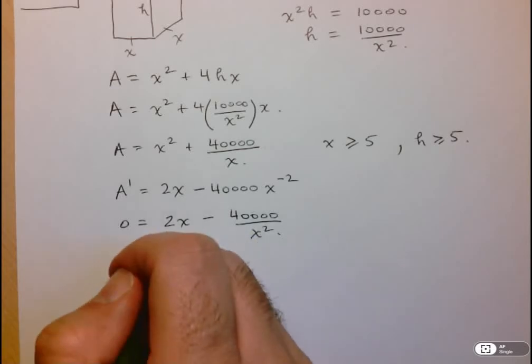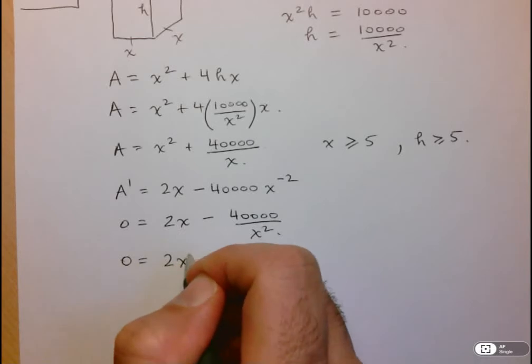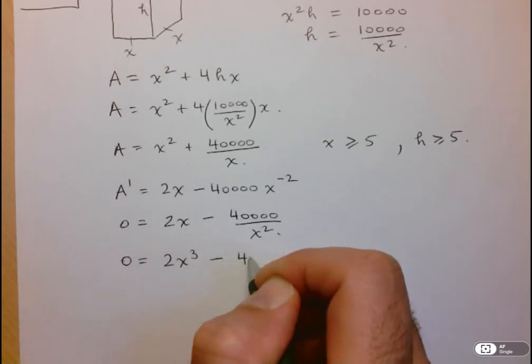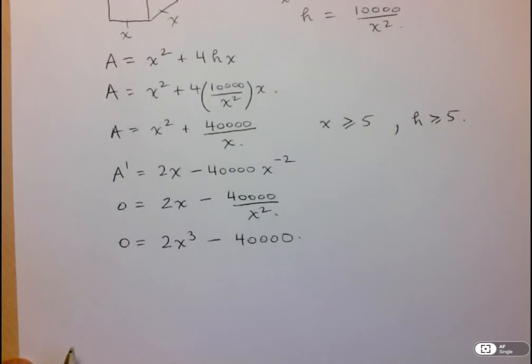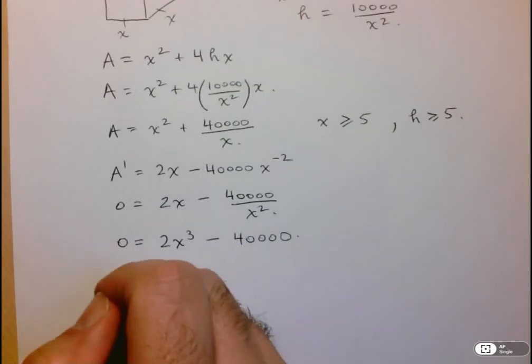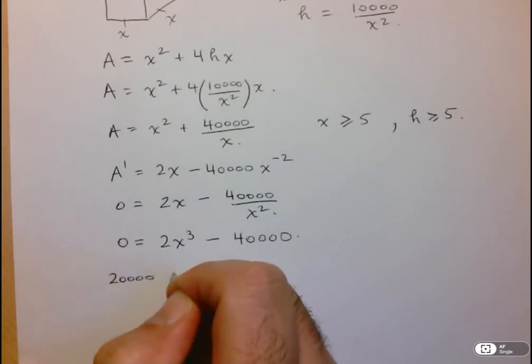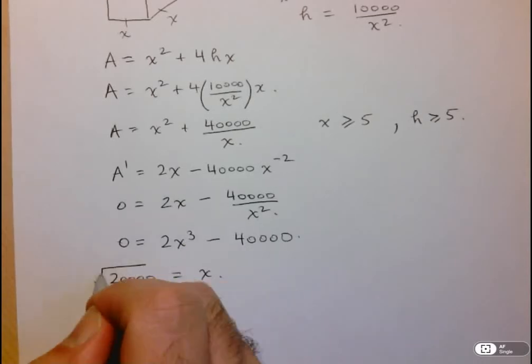So I'll multiply the left by x squared. I'm still left with 0. Here we're left with 2x cubed minus 40,000, because I've got to make sure I multiply x squared to everything on the right-hand side. Okay, and now this is easy to solve. Bring the 40,000 to the other side, divide by 2. So that's 20,000. Okay, and in order to isolate the x, I have to take the cube root.